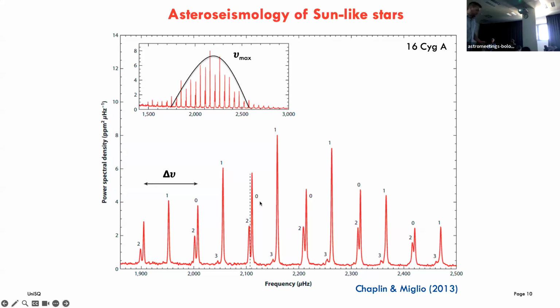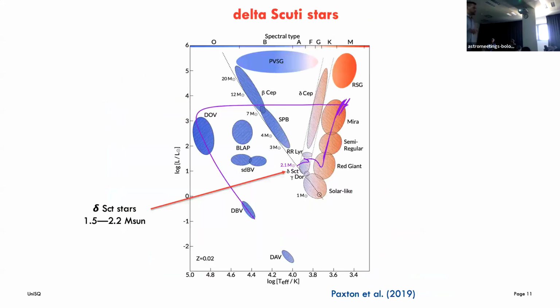But I'm not working on solar-like oscillators, I'm working on delta Scuti stars. These are about 1.5 to 2 times the mass of the sun. I've got an evolutionary track here of a 2.1 solar mass star. And so these delta Scuti stars are located at the base of the classical instability strip where it intersects with the main sequence. These stars eventually become red giants on timescales of about a billion years, and so many of the red giants that you're all studying here could once have been delta Scuti stars in the past.